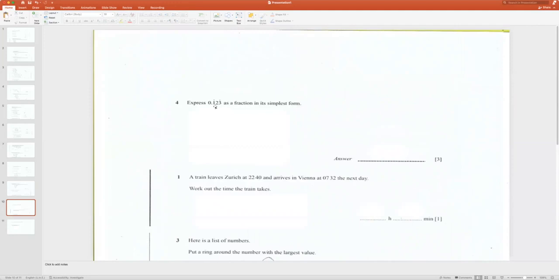Express 0.123 recurring number as a fraction in its simplest form. Here 3 decimal places. So we have to multiply by 1000. So 1000x equals 123.123 recurring. So we can subtract these two. Then 999x equals 123. The recurring part is cancelling. So x equals 123 over 999.